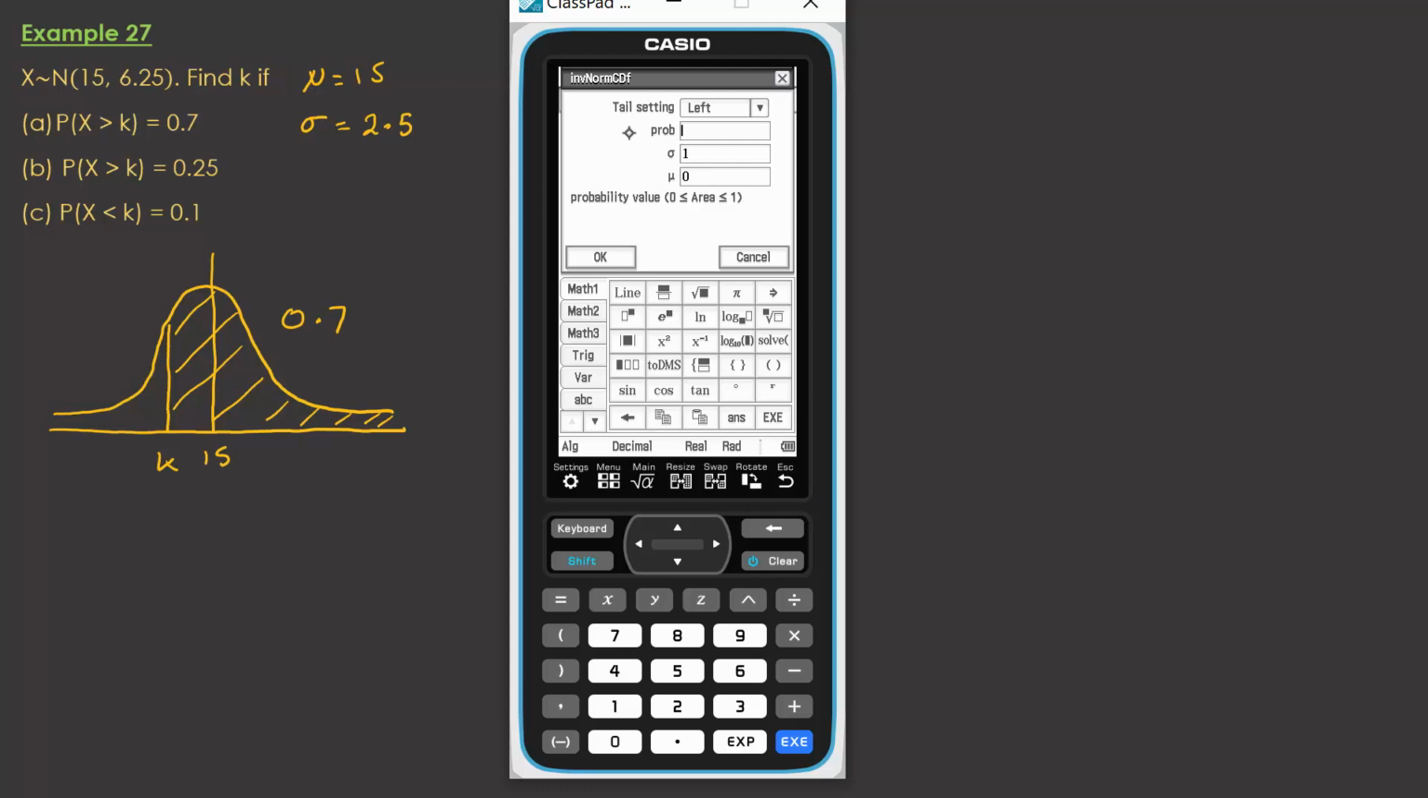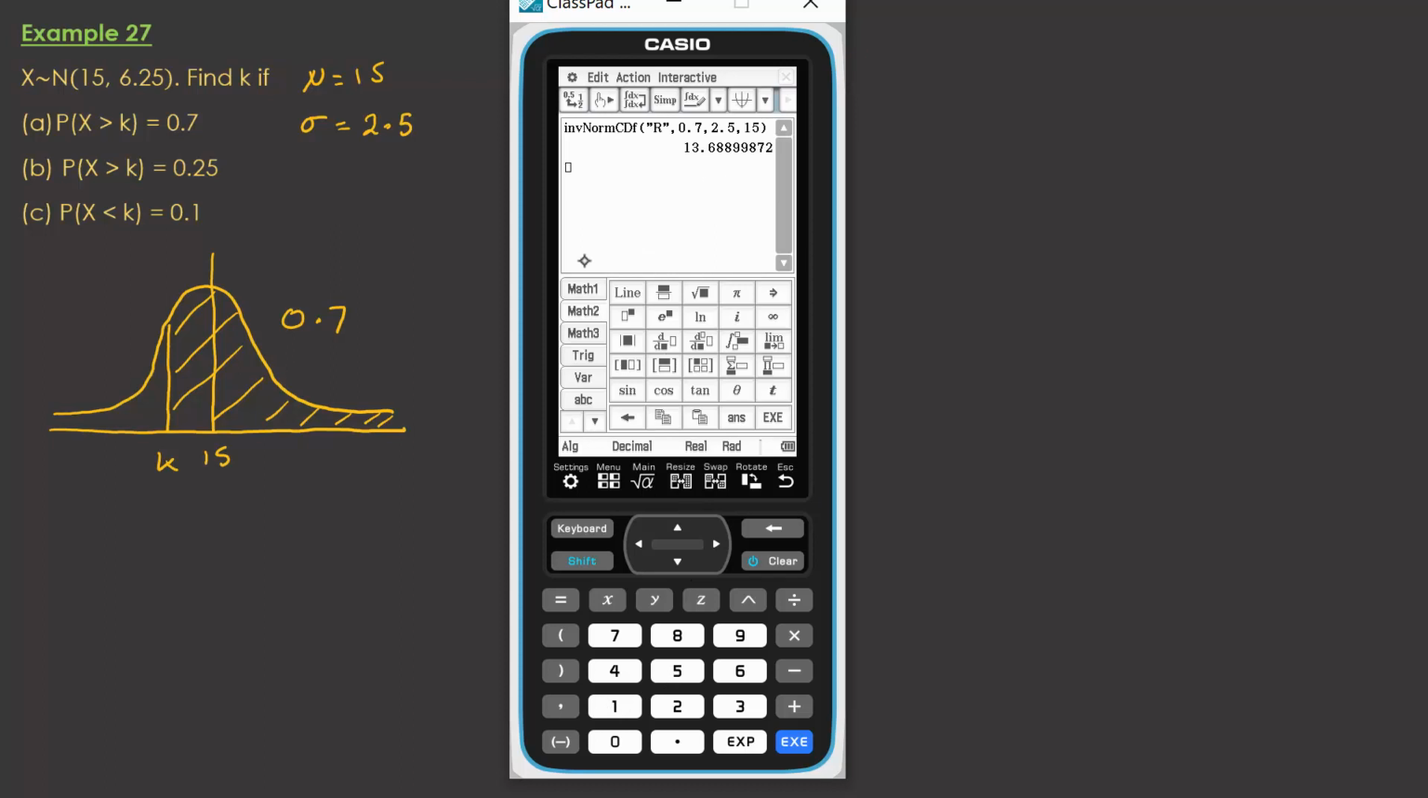That's why I drew the diagram. We can see that the values we want are to the right. So that is going to be a tail setting of right. The probability is 0.7. Our standard deviation was 2.5 and our mean was 15. And that tells us that the value of k here is 13.69. So that's the answer to part A.